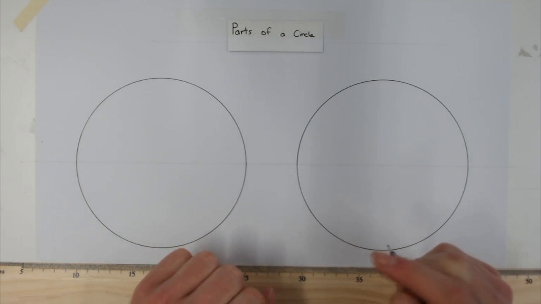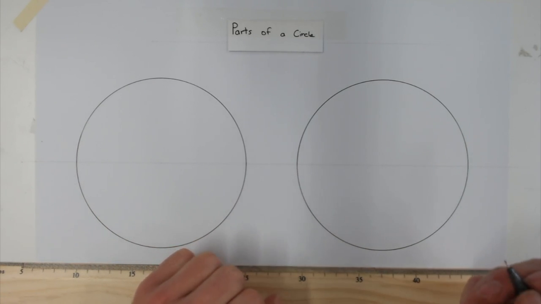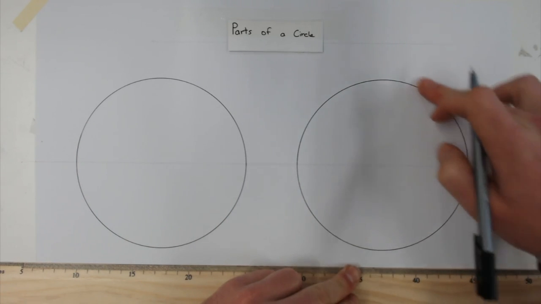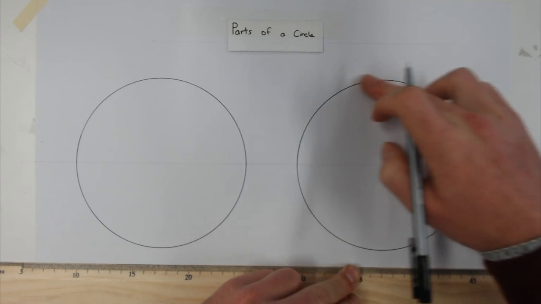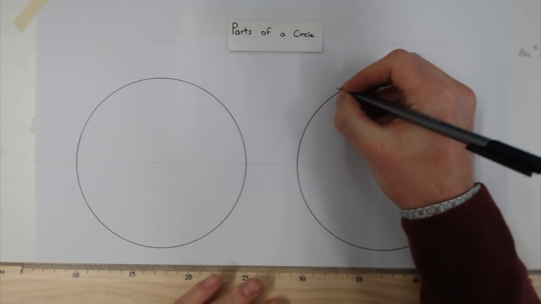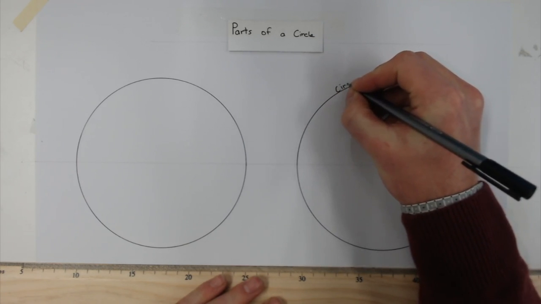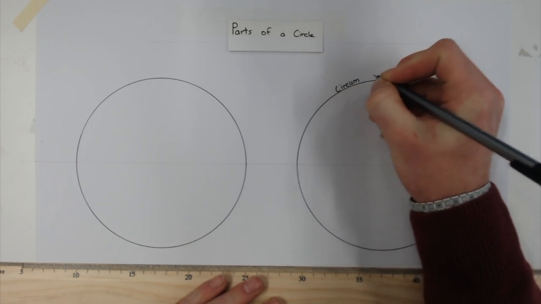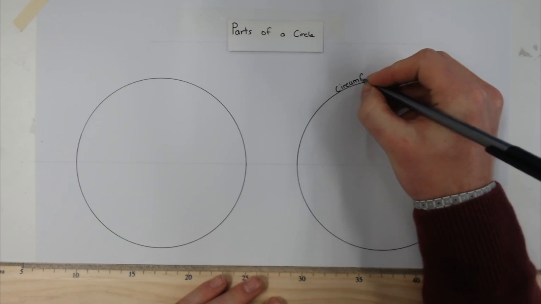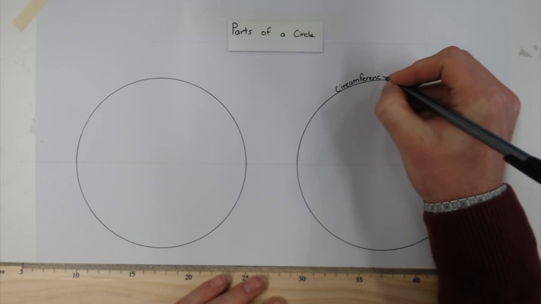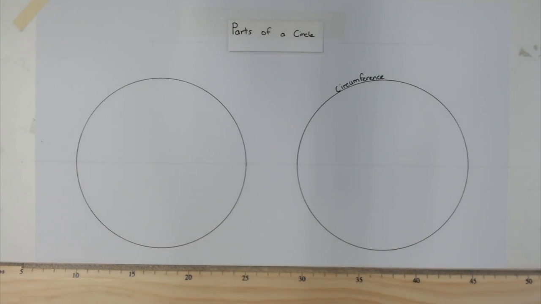So, the first one is that of the circumference. And what a circumference is, it's the entire circle here, the outline of the circle, okay? So that's what the circumference is. So let's write that in. C-I-R-C-U-M-F-E-R-E-N-C-E, circumference, okay?